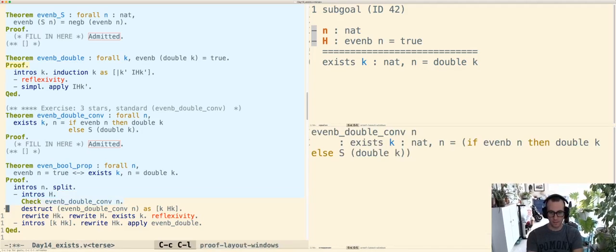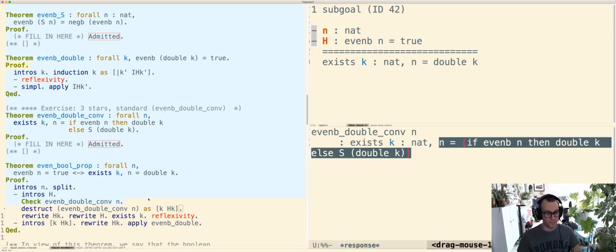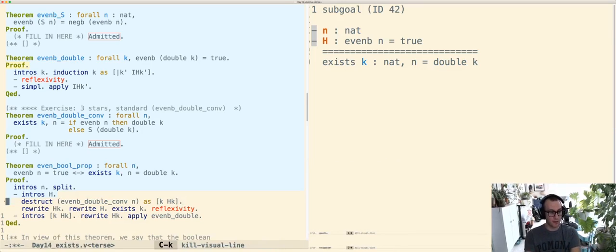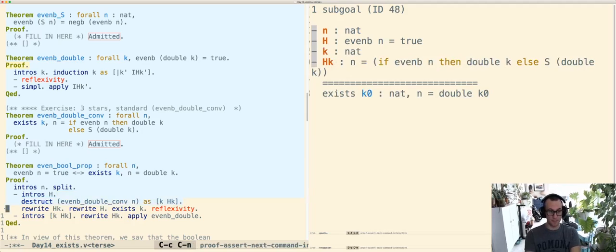Gotta type it correctly. even_b_double_conv is a proof that there exists a k such that n is equal to if blah blah blah blah blah. Okay, so it's an existential. So that means we could destruct this, saying, okay, give me the k and the fact that all this stuff. Right, we're really synthesizing all the techniques we've seen. Okay, let's do it. Break it up.